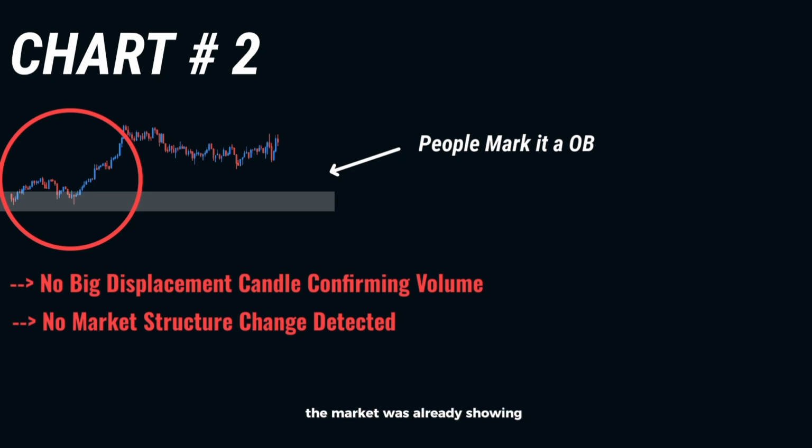The market was already showing weakness before reaching this level. The selling pressure existed elsewhere. This zone didn't create the move. It merely happened to sit in the path of the move. Now watch the retest. Price doesn't respect the area. It doesn't reject with force. It breaks through and continues lower.